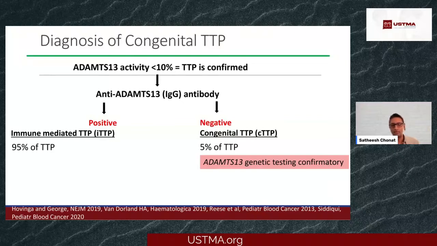As you may have heard about antibodies before, antibodies are proteins which can actually attack one's own cells. These antibodies are directed towards the body's own ADAMTS13, thereby making it inefficient. So in immune TTP, the body does make a normal amount of ADAMTS13, but it gets attacked by the antibody. If we look for this antibody level and it's positive, we call it immune-mediated TTP, which is the majority of the patients with TTP. In a small amount, about 5% of TTP, what's called congenital TTP, we do not see these antibody levels. And of course, we recommend confirming congenital TTP by genetic testing of the ADAMTS13 gene.